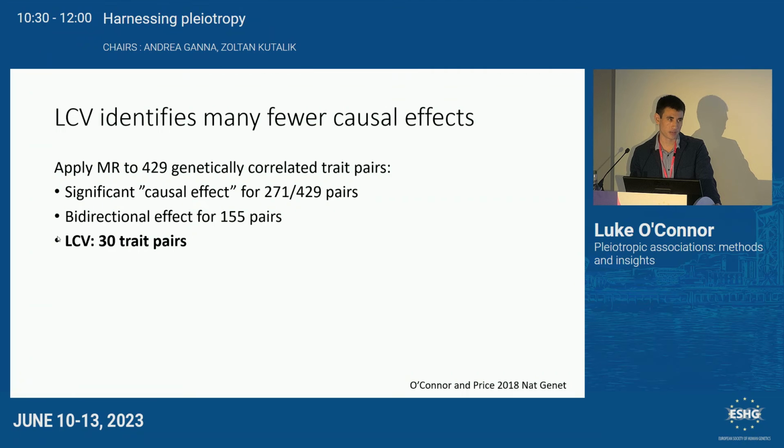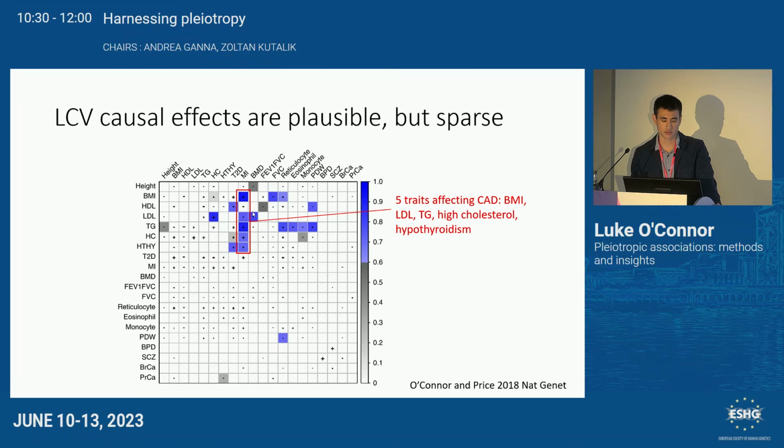And when we applied LCV to this set of 429 trait pairs, we identified a much more plausible number of partially genetically causal associations, which is 30 trait pairs. And this is what that looks like. You can see that there's tons of genetic correlations in this plot, which is these pluses and these minuses, but it's much more sparse, the causal effects, which are here in blue. And for example, for CAD, we identify 5 traits that are affecting it causally: BMI, LDL, triglycerides, high cholesterol, which is closely related to LDL, as well as hypothyroidism, and HDL is not estimated to have causal effects.